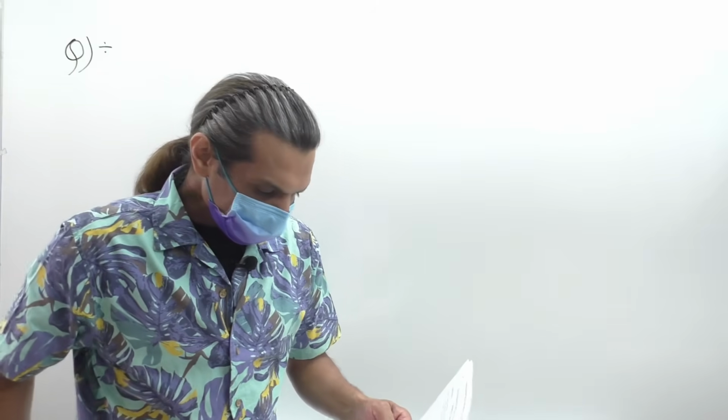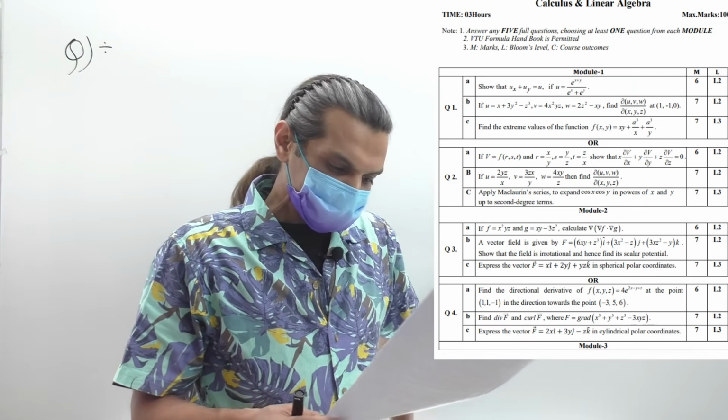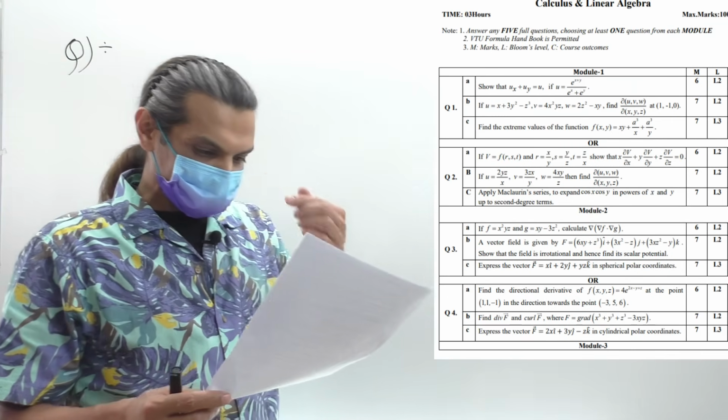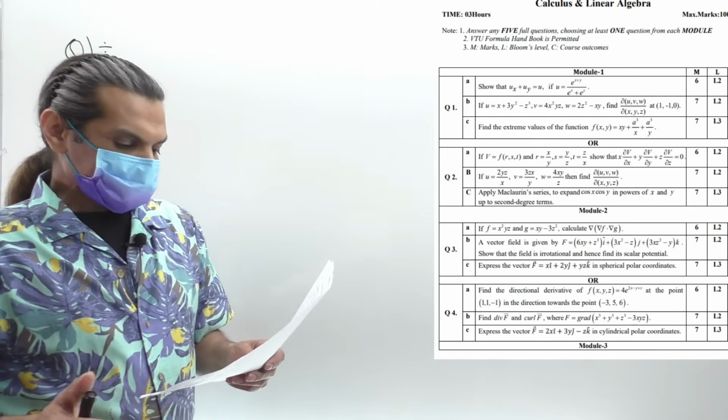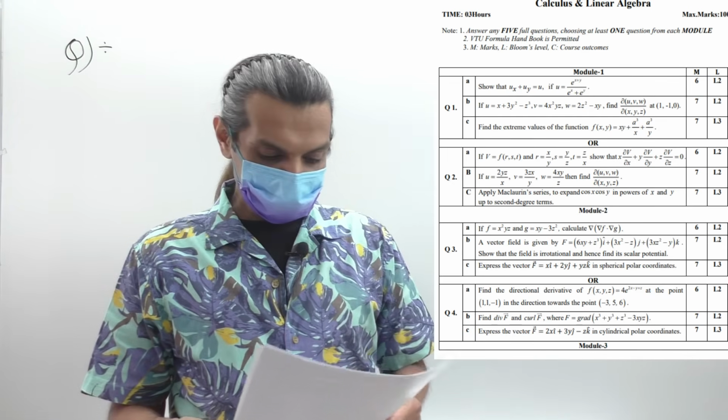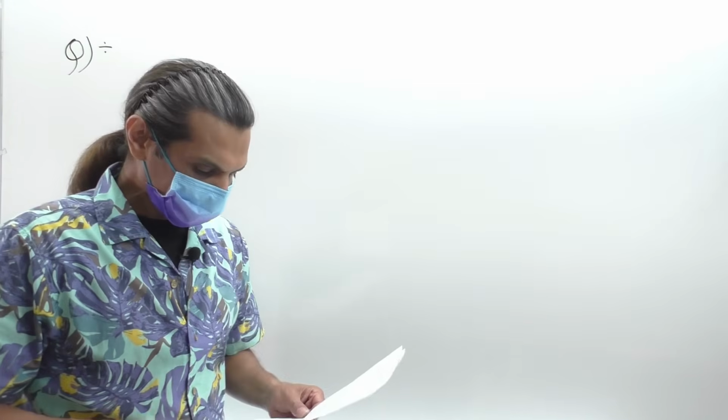Now moving on to Module 2, question 3A. If f is equal to x square yz and g is equal to xy minus 3z square, calculate del of bracket del f into del g. This is from the module vector calculus, a problem from divergence of vector or gradient.